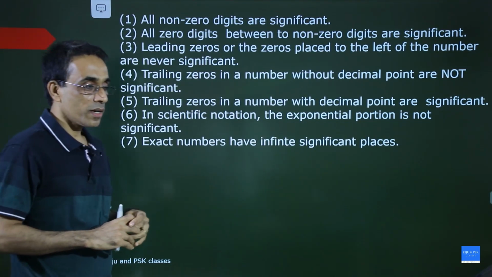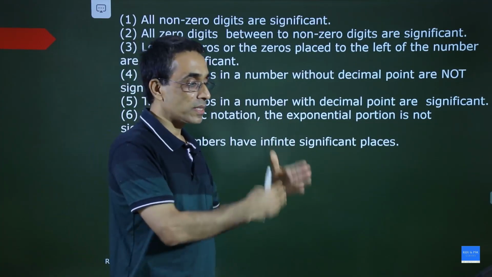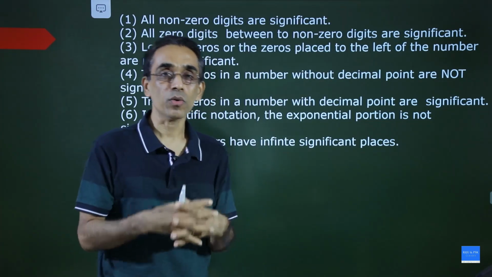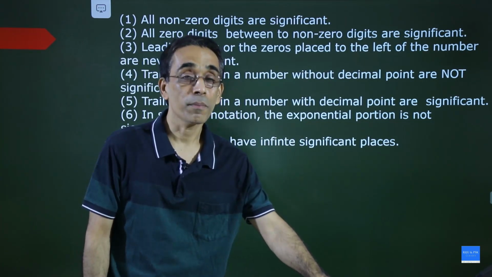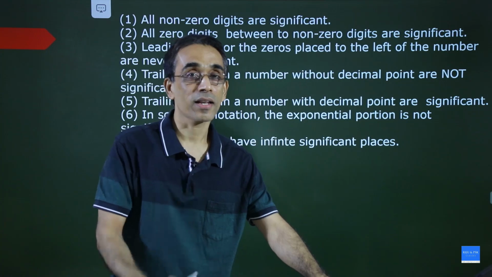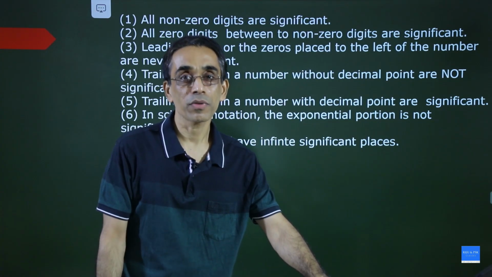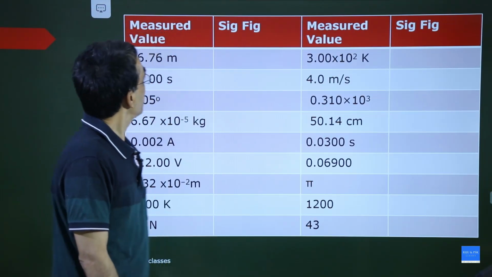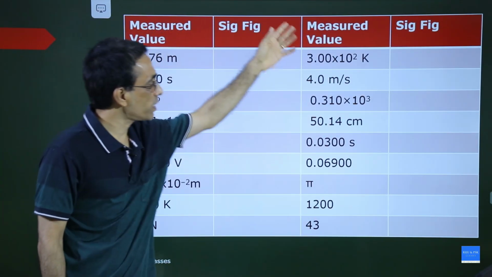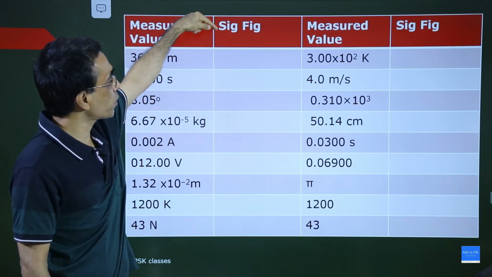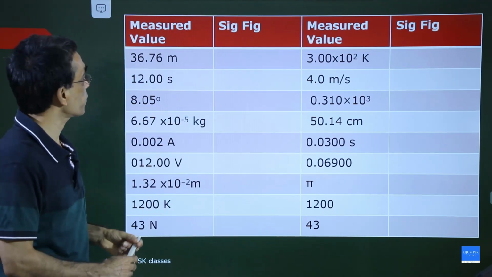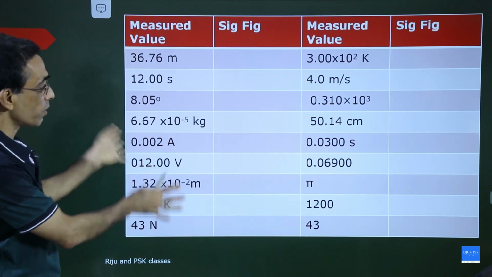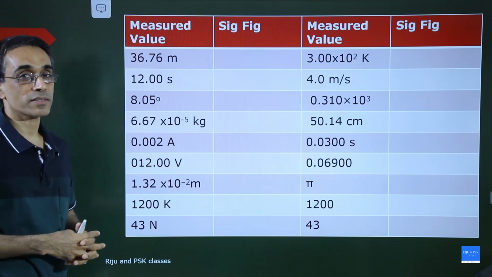Now the next point: when we have these significant figures, how do we manage them during calculations? In calculations, like addition, subtraction, multiplication and division, how do we handle significant digits? That's what we are going to do today. Before we go, one revision. We have measured values given here, and you have to write the number of significant figures. I hope you can do this. Study the rules again, find out the answer. I'll give you the answer in the next class.